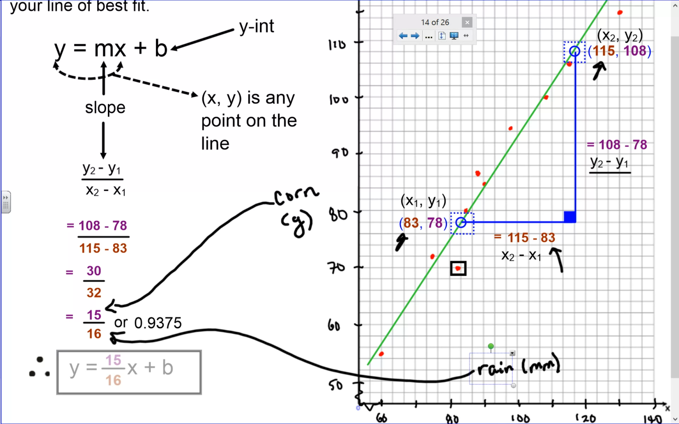So therefore, our equation so far is y equals 15/16, or 0.9375, times x plus the yet unknown y-intercept. We need a y-intercept because, as you can see, the line most likely is not traveling through zero. So it's not a direct variation. The growth of the corn doesn't directly depend on the rate of change that we have. There will be some adjustment factor, the y-intercept. So let's move forward to see what happens.